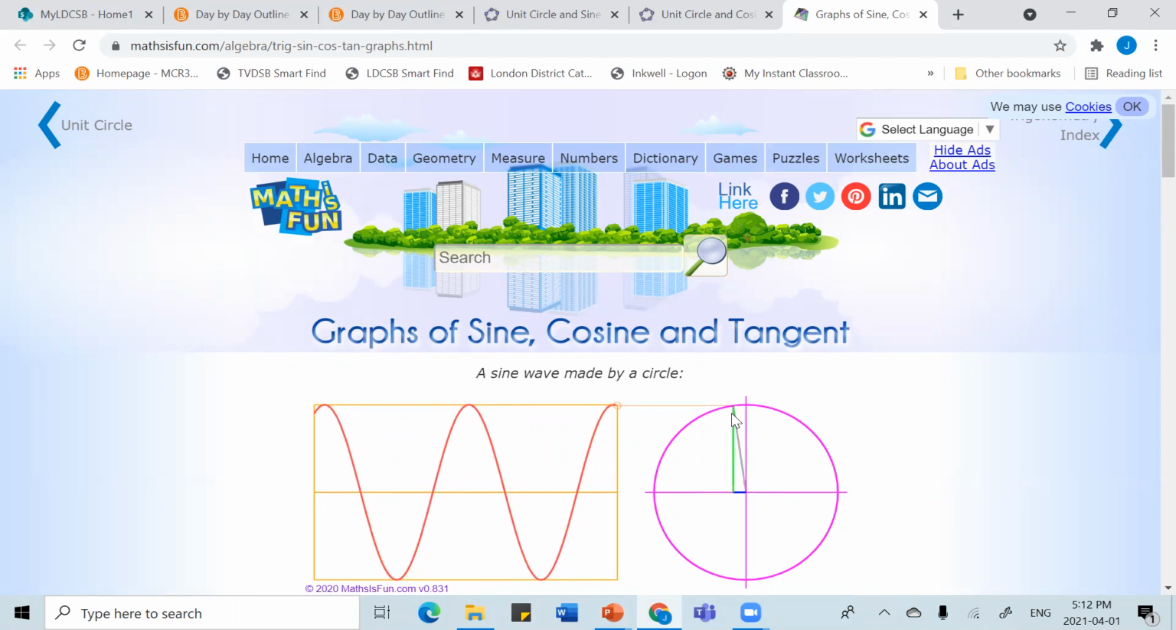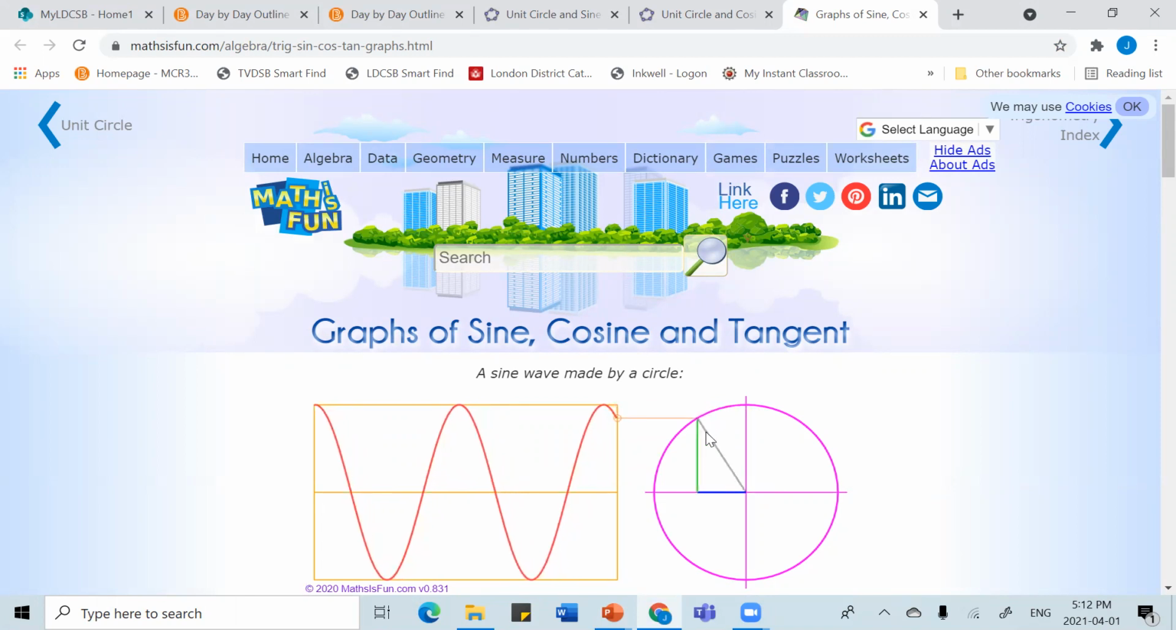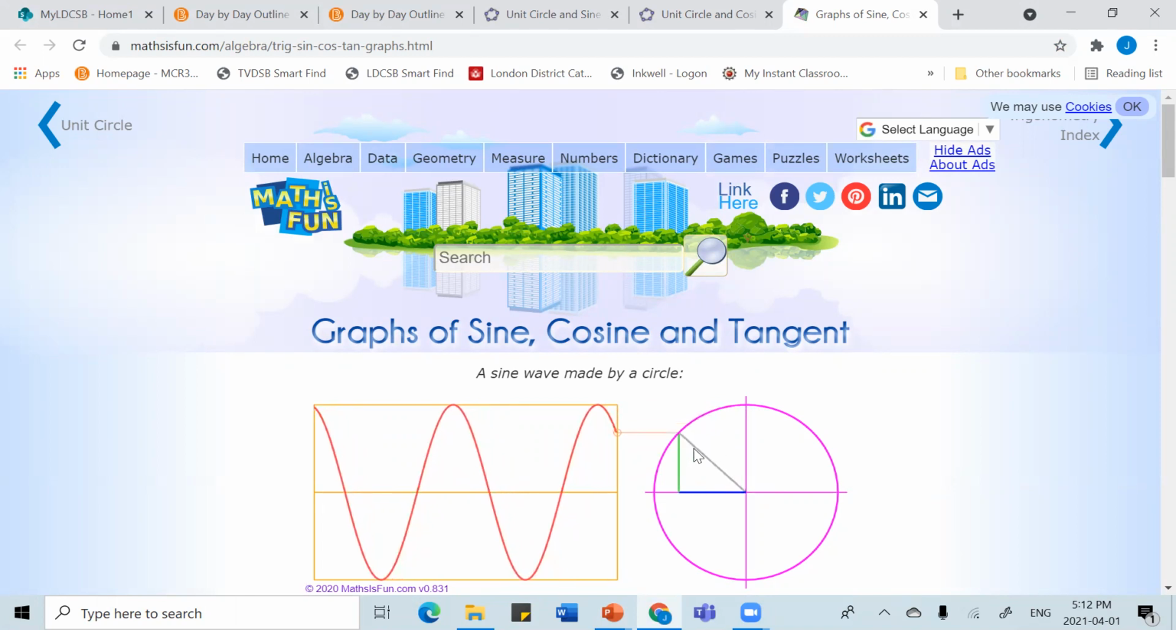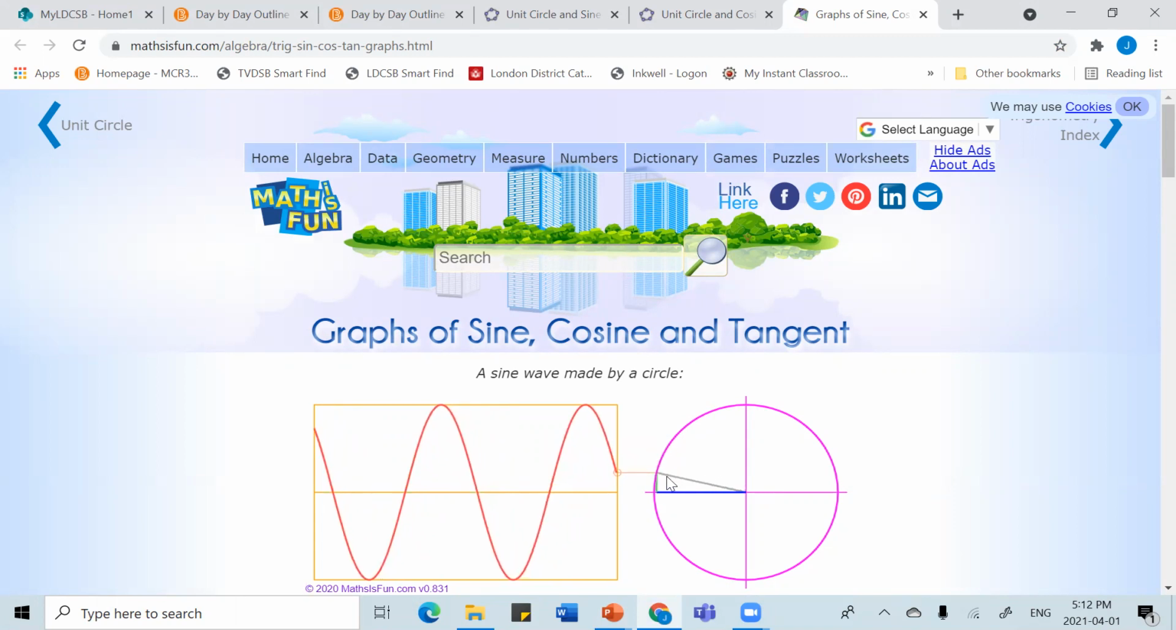And then what happens as we go past 90 degrees? Well, now our vertical distance from the origin is actually decreasing. And then it decreases so much so that it actually ends up going to 0. So we see here that at 180 degrees, the vertical distance from the origin is actually 0.